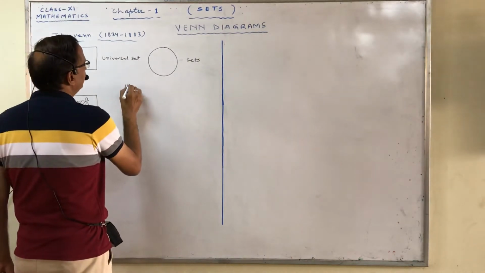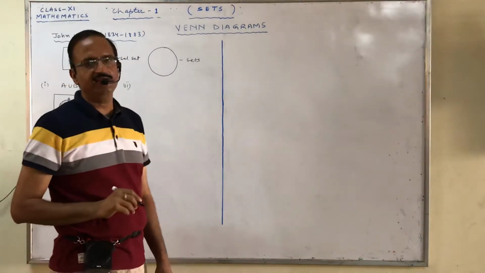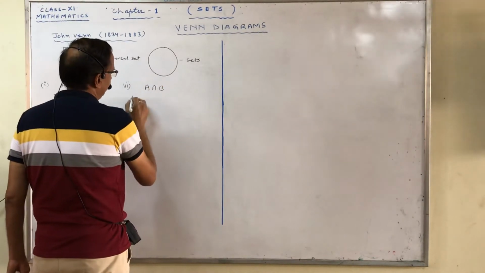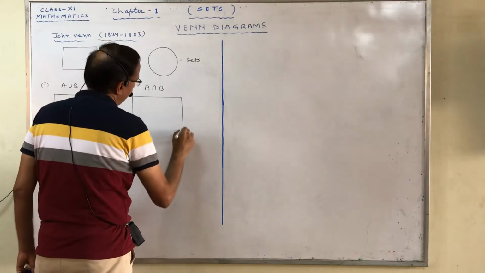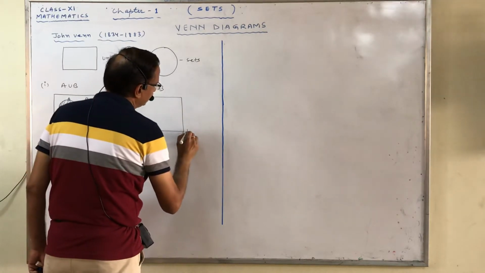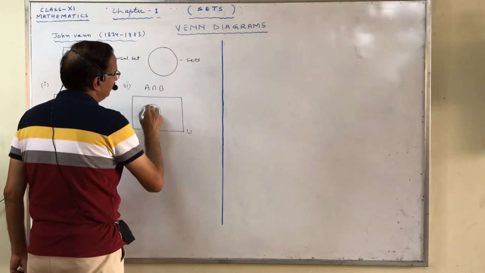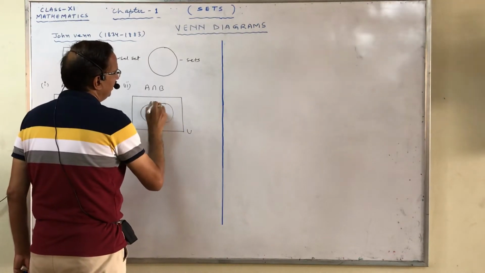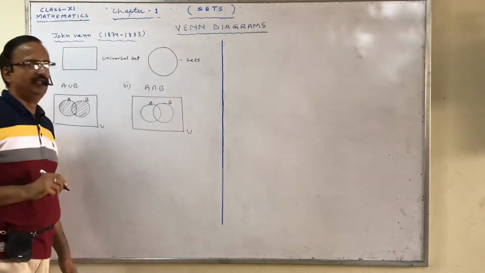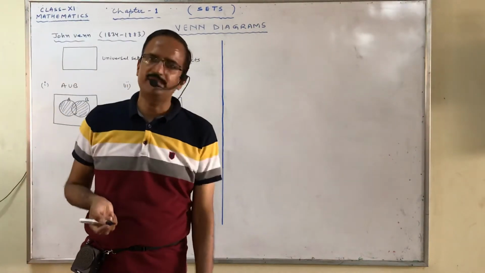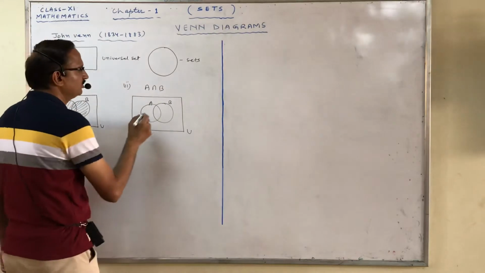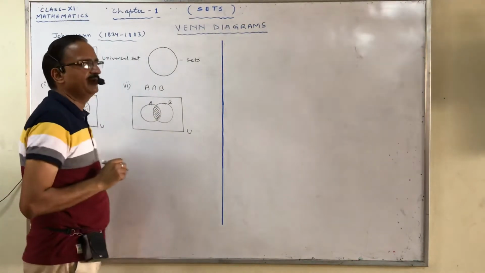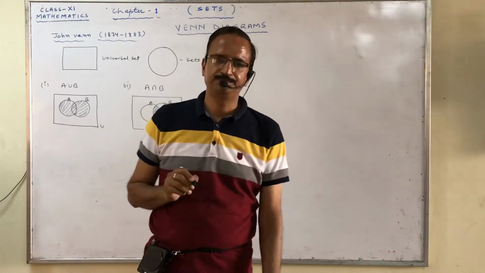Now second, A intersection B. For this again, this is universal set. Now we have two sets. This is A and the other one is B. A intersection B means the common elements of A and B. So this portion represents the common elements of A and B.